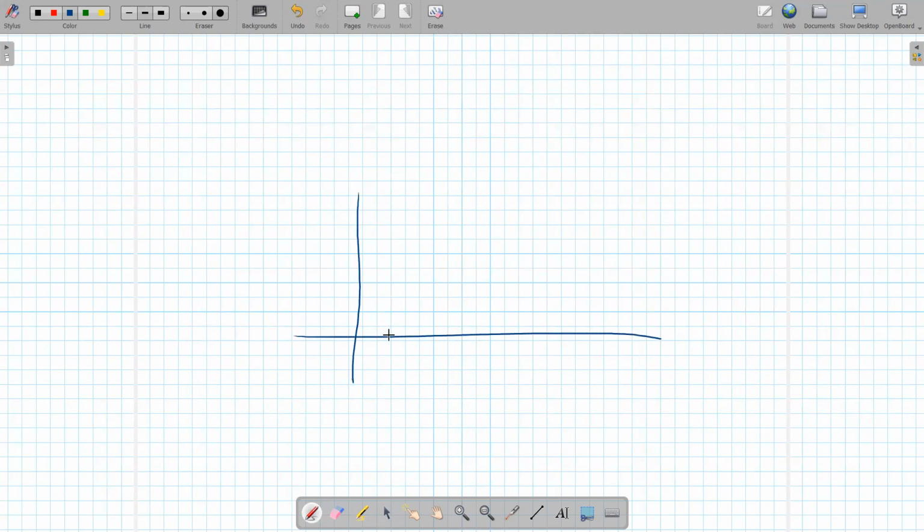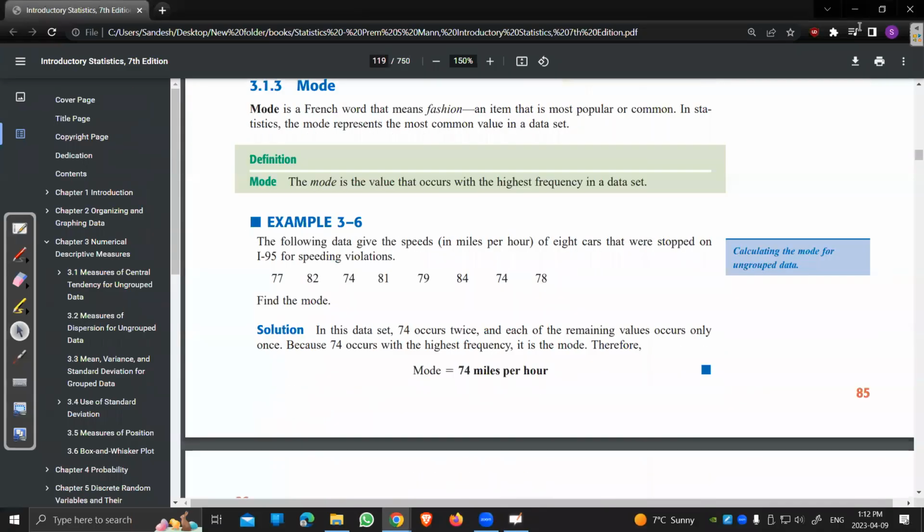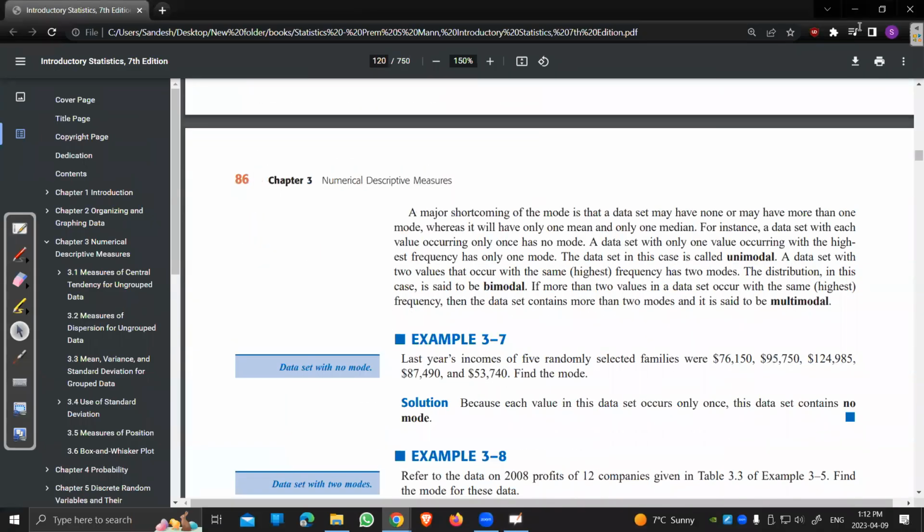Graphically, on a histogram, your mode will be the one that has the highest frequency. You see, whatever this number is, 1, 2, 3, 4, 5, 2 would be your mode because it comes up the most. Highest occurrence. Very simple idea.